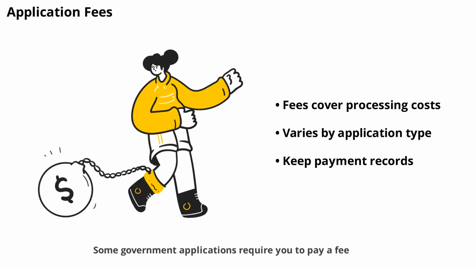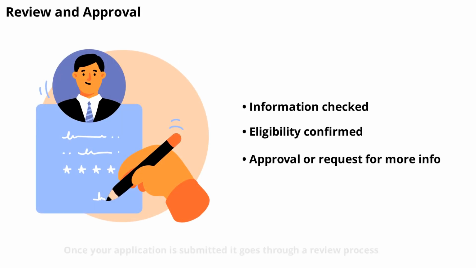Some government applications require you to pay a fee. This fee helps cover the administrative costs of processing your request. The amount can vary widely depending on the type of application and the agency involved. For example, applying for a passport or a business license usually involves a fee, while some social benefit applications may be free. Always check the fee requirements before submitting your application and keep a record of your payment for future reference. Once your application is submitted, it goes through a review process.